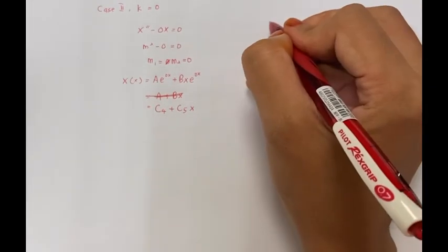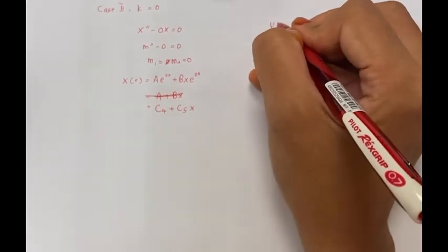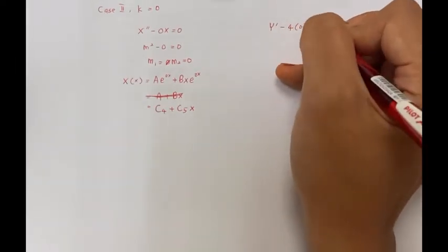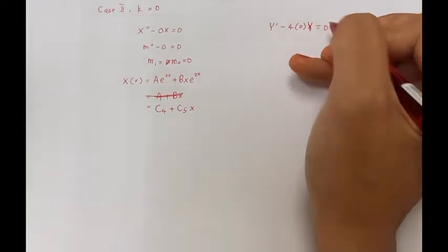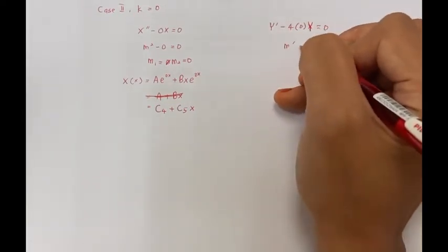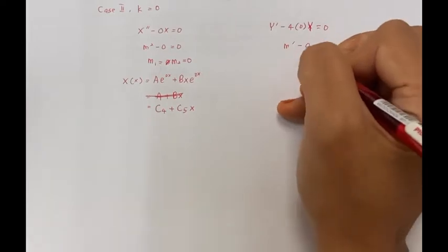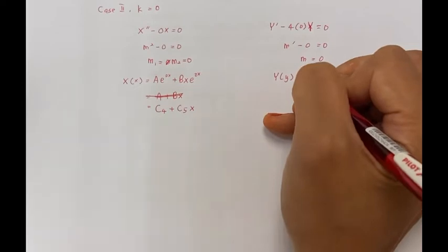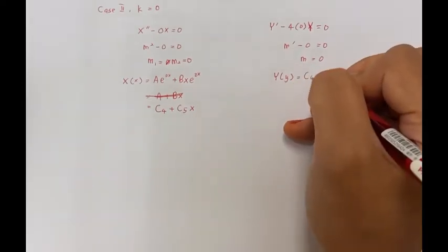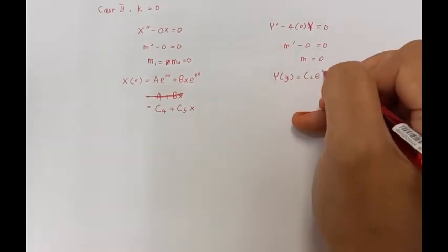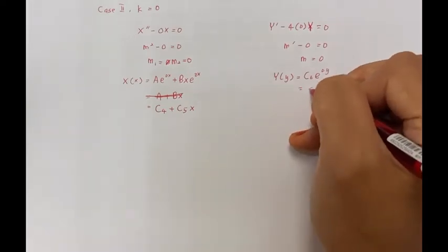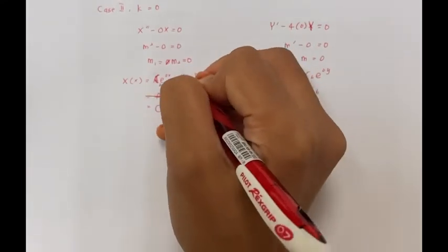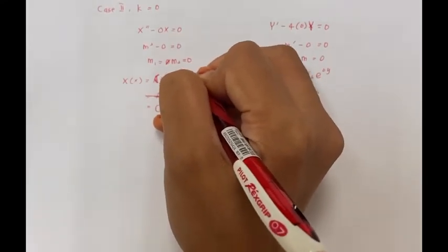And then for the y part, y prime minus 4k, K is equal to 0, multiplied by y is equal to 0. So m minus 0 equal to 0. So basically m is equal to 0. So for y, it is C6 exponent 0y. So this is C6. We use C4, C5 and C6.